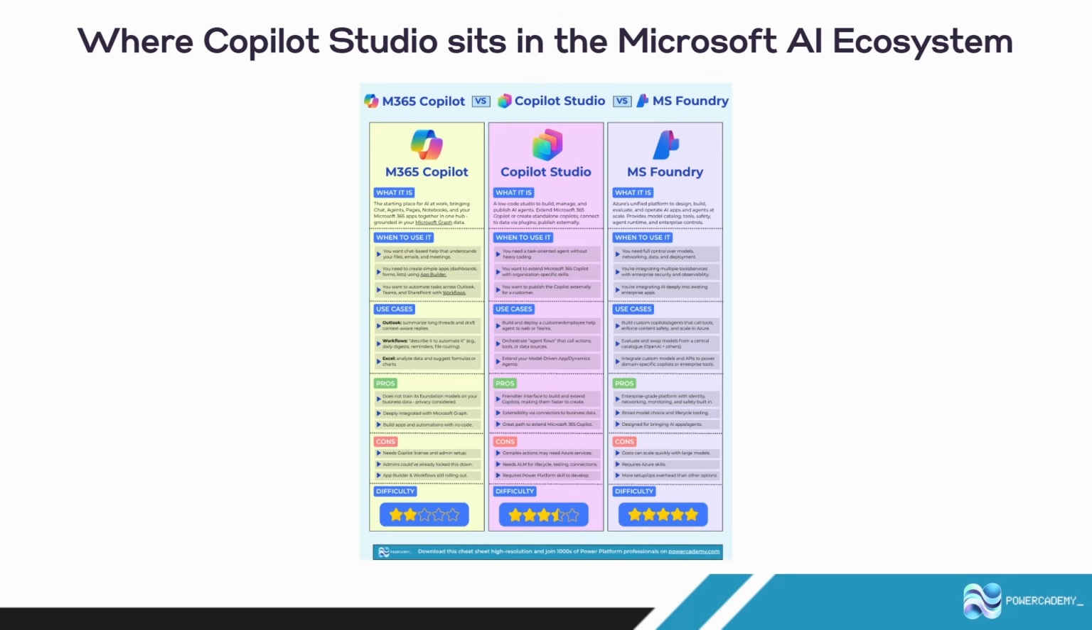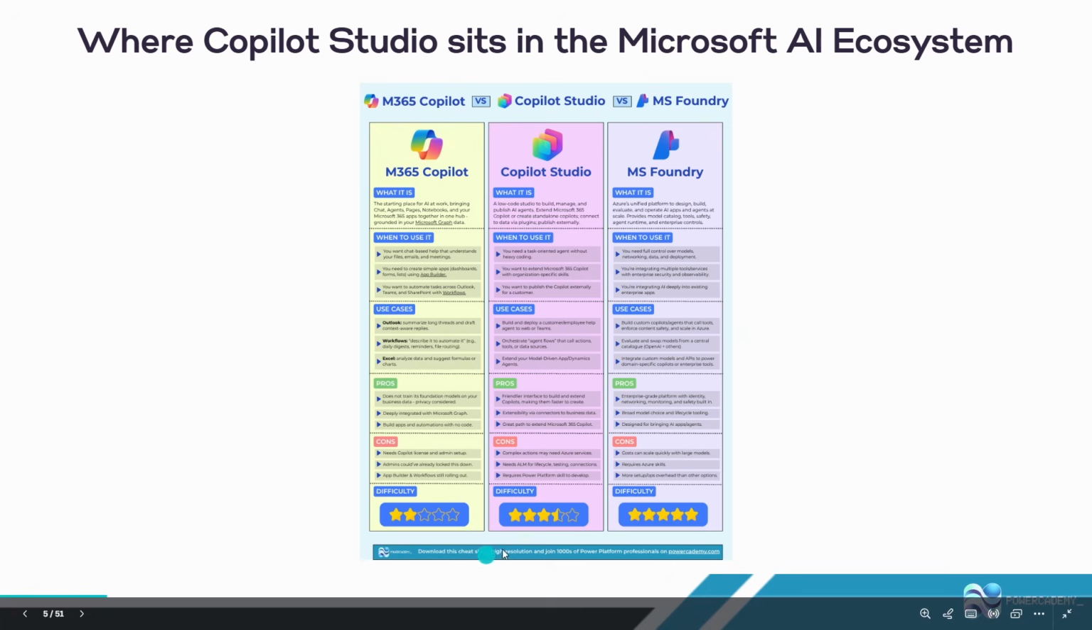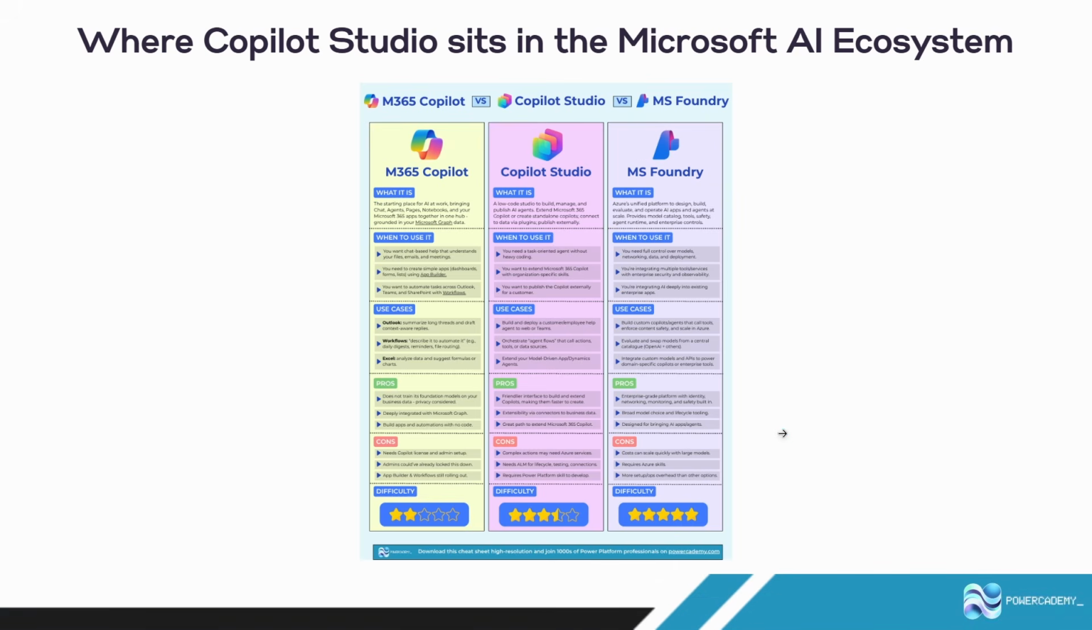Well, I've made this cheat sheet and I don't expect you to read all of these little bits here, but the main thing that I want you to focus on is it really sits in this middle ground between M365 Copilot and Microsoft Foundry. You can see with these difficulty levels here, I've indicated how I feel business users and developers would approach these tools should they want to do any development or use these tools.